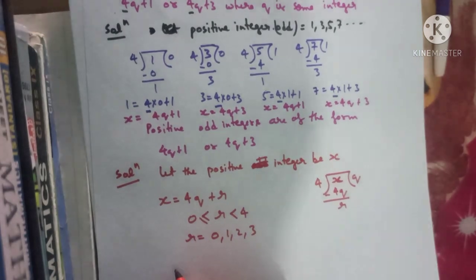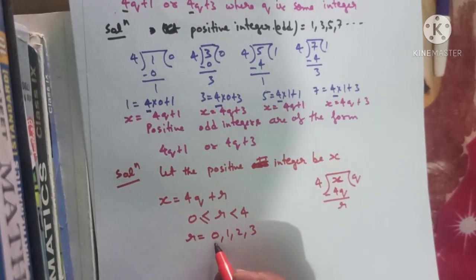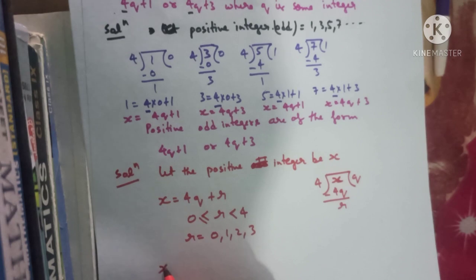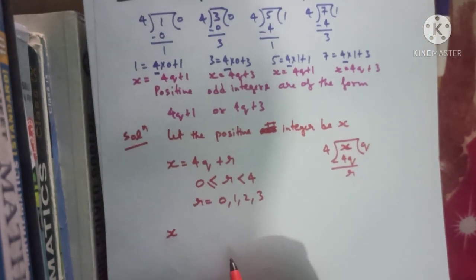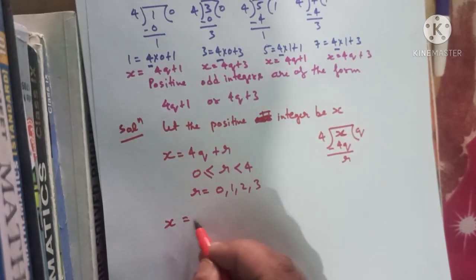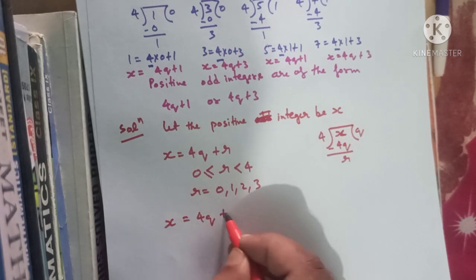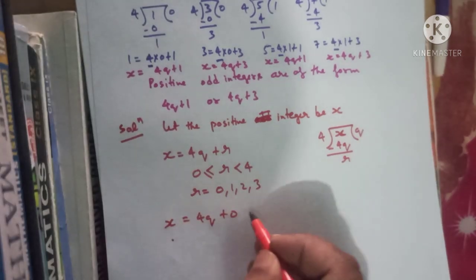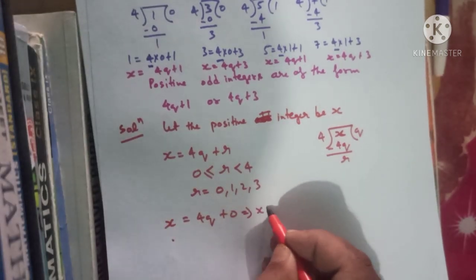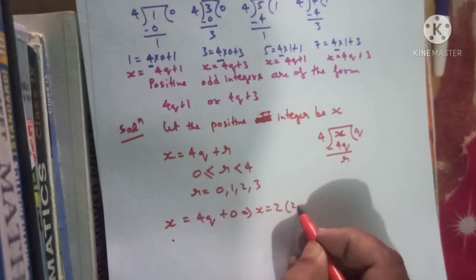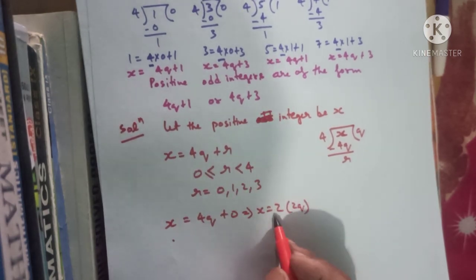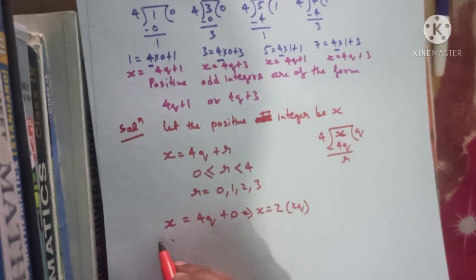So if the value of the remainder is 0, we can write our division algorithm as x is equal to 4q plus 0, or it can be written as x equals 2 times 2q. That means it is divisible by 2, so it is a positive even integer.